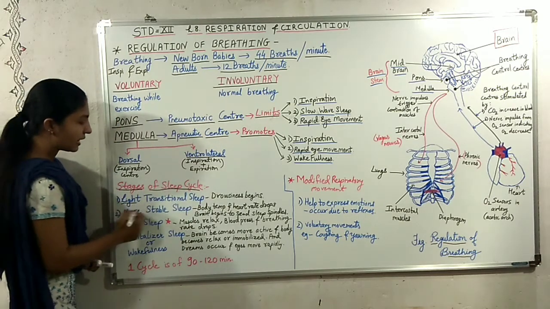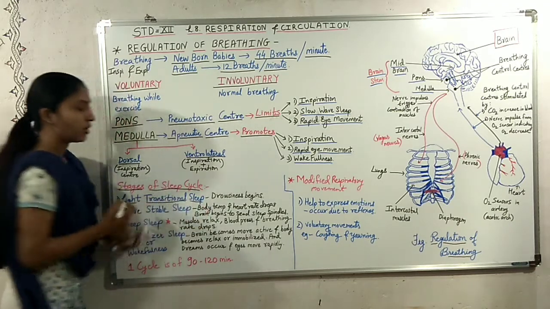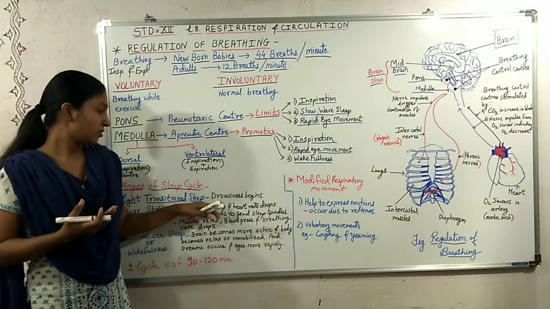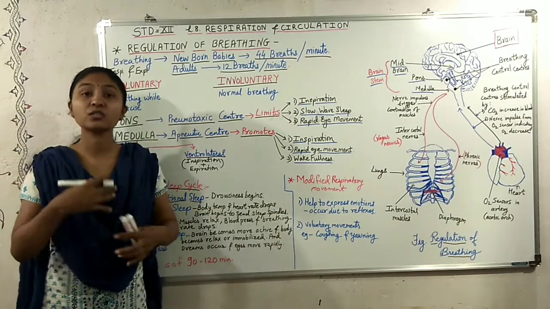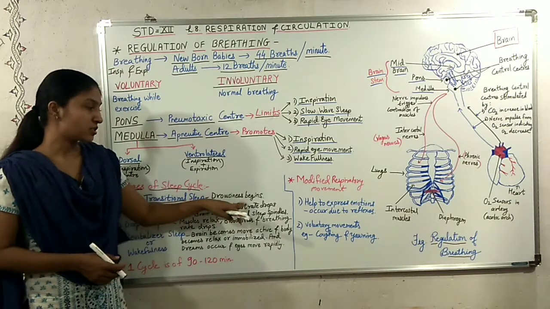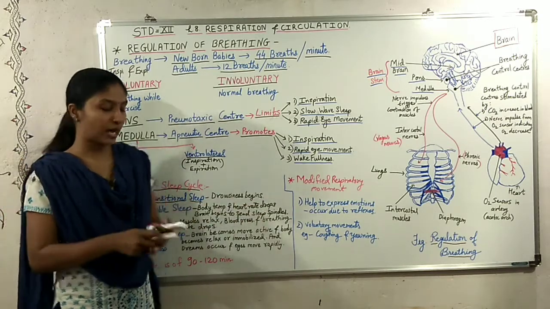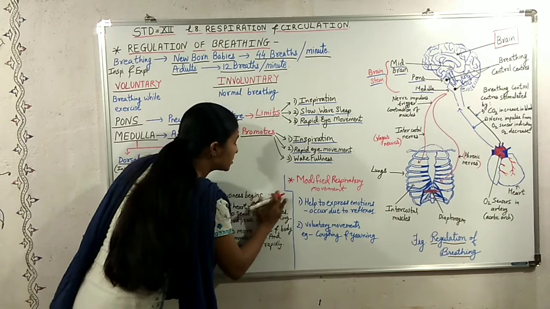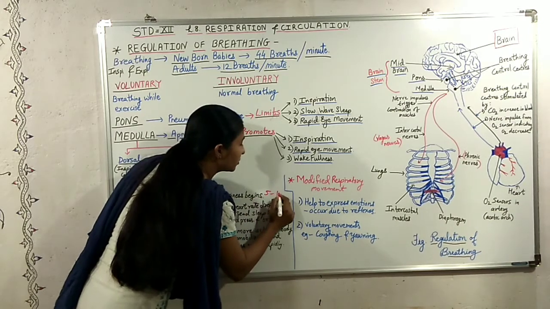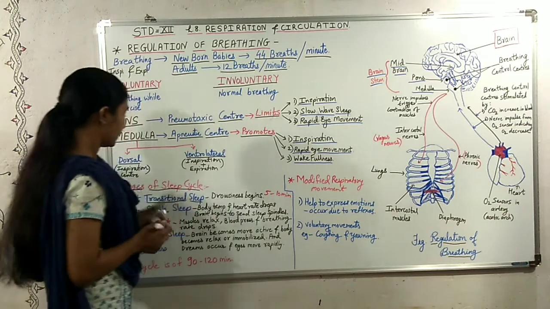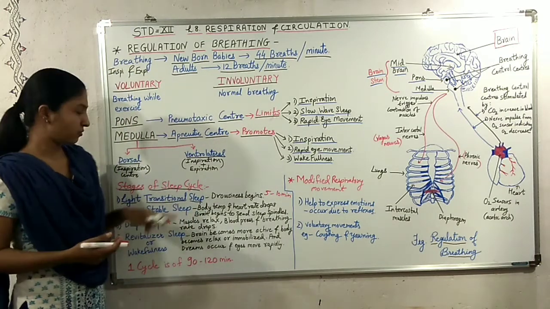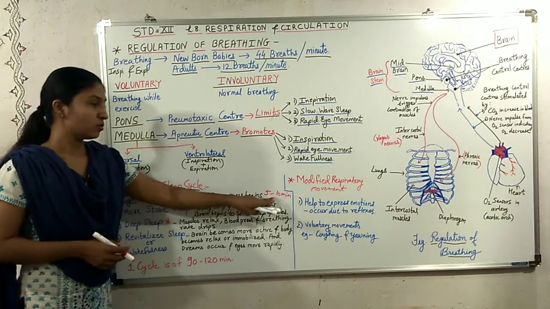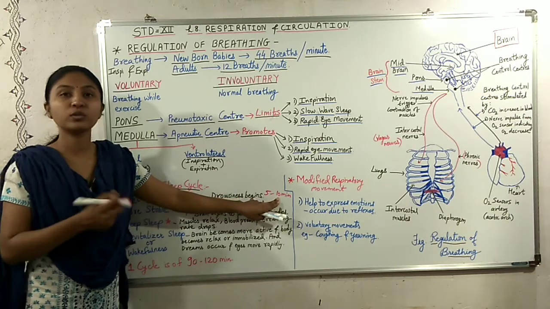First is the light transitional sleep. This stage occurs when you are trying to sleep. In this stage drowsiness begins, and this stage lasts about 5 to 10 minutes. Your head is drowsy. So this stage occurs for about 5 to 10 minutes.